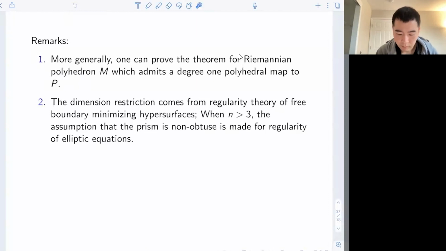And the second remark is that, of course, you see these dimensional restrictions, and this comes from regularity theory of certain free boundary minimizing hypersurfaces. And when n is bigger than 3, you also notice that I need this, I believe, technical condition that the prism is non-obtuse. This non-obtuse condition is made here to guarantee some regularity properties of elliptic equations. Again, I still believe this kind of non-obtuse condition is technical, and of course we all sort of believe that the dimensional restriction for minimizing hypersurfaces is also technical.